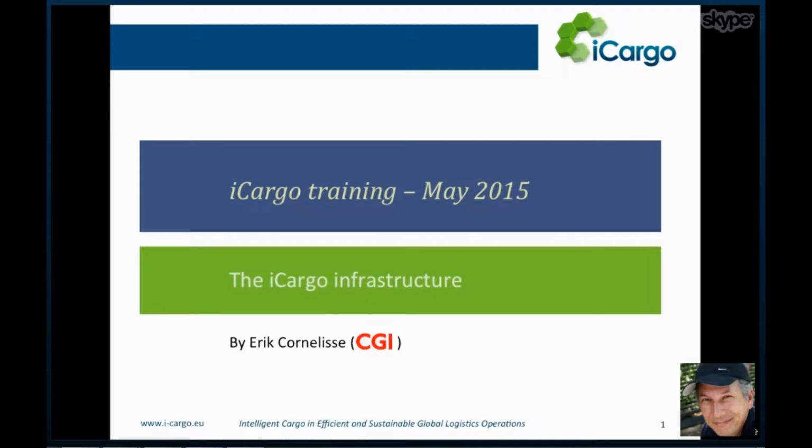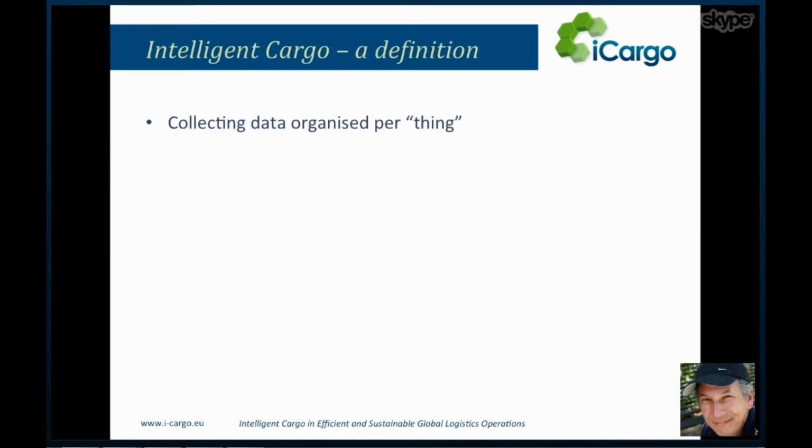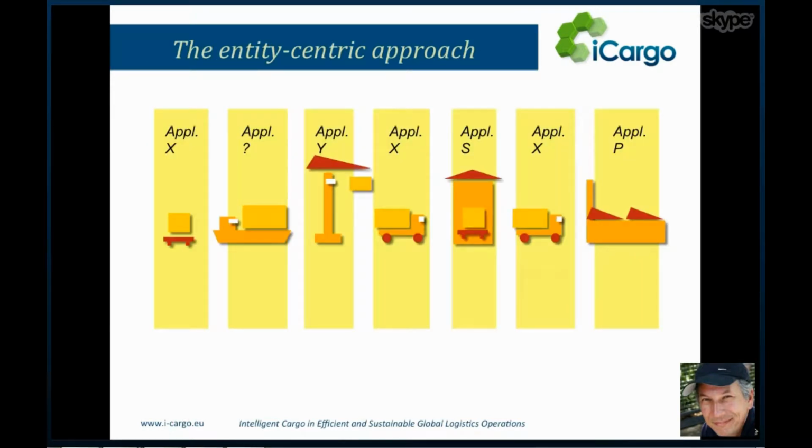The topic of today is the iCargo infrastructure, and I will give you a brief explanation of what the core concepts of the iCargo infrastructure are and an example of how it can be used. First of all, we have to establish a common definition of what we mean by intelligent cargo. For our purpose, we have defined it as collecting the information around or about one thing, one object, and providing secure and controlled mechanisms to share that information. In short, we call this the entity-centric approach.